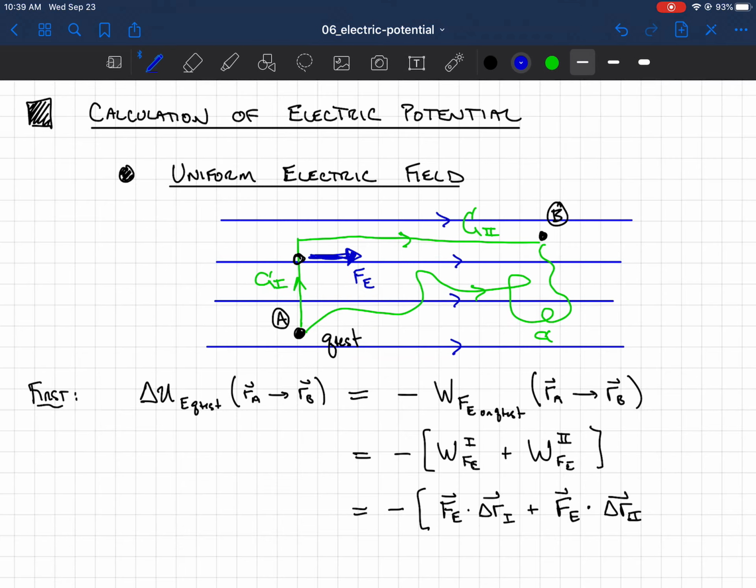And the displacement vector over that part of the path will point here. So this is delta R1. And what you see is that the electric force dotted together with delta R1, well, that has a 90-degree angle between them, so that means that this expression is 0. The dot product of perpendicular vectors is 0.